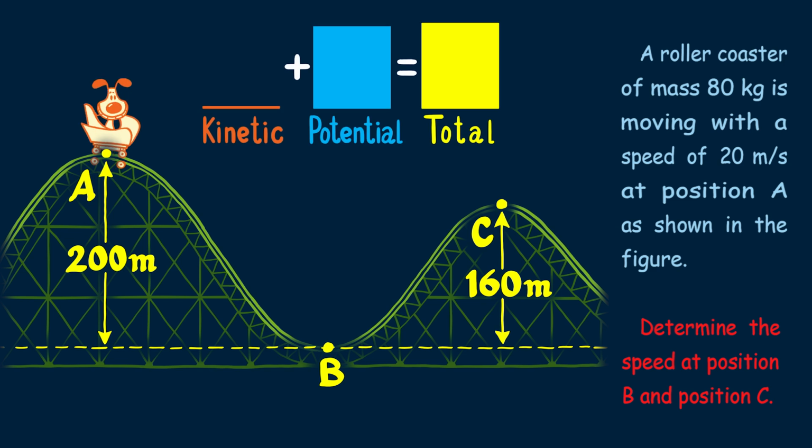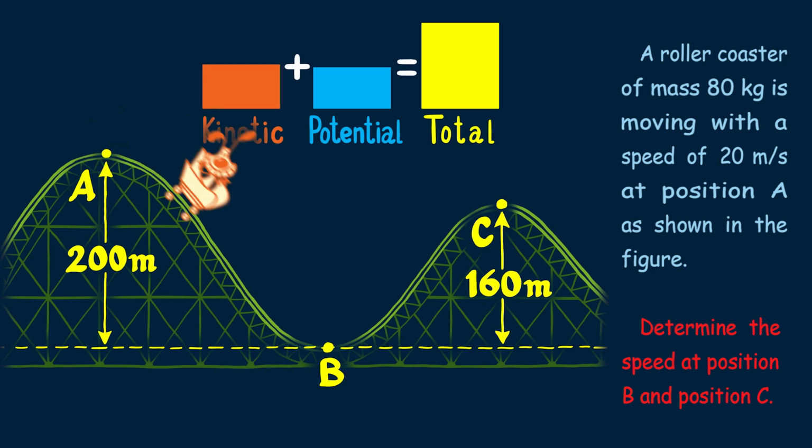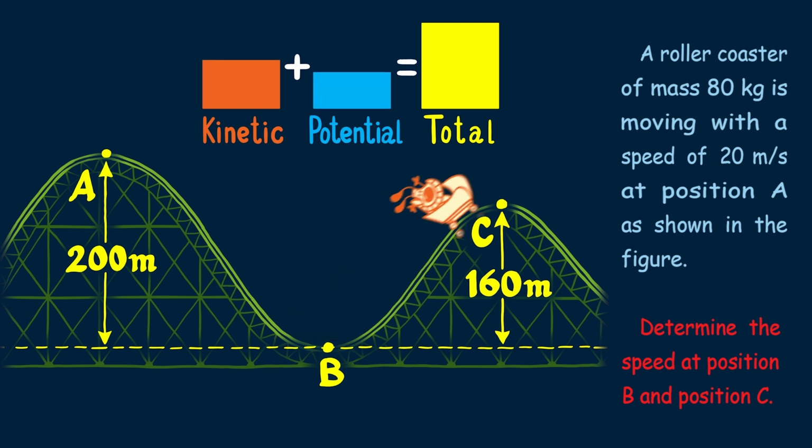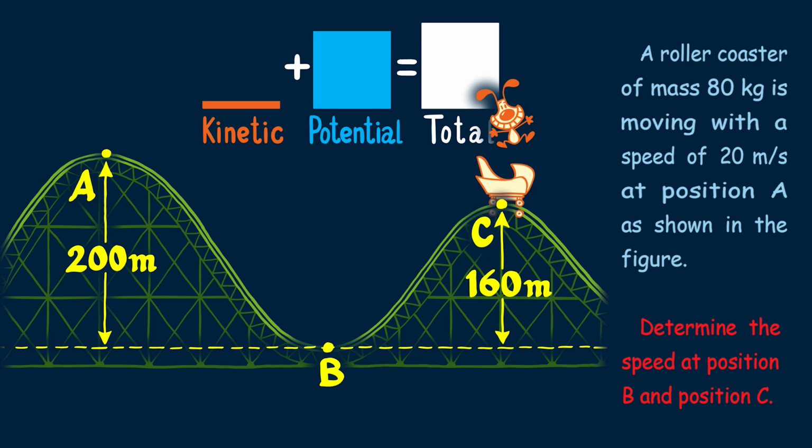It turns out that as our roller coaster travels from point A to point C, it will trade off how much energy is in kinetic and how much is in potential. But by the conservation of energy, the total energy will always remain the same.